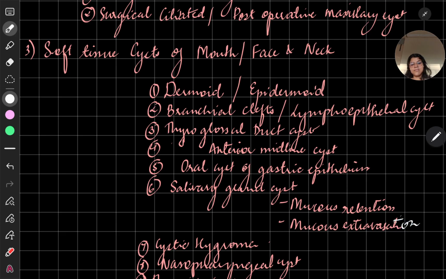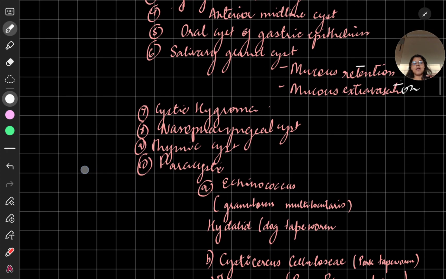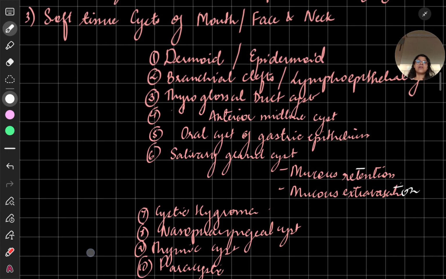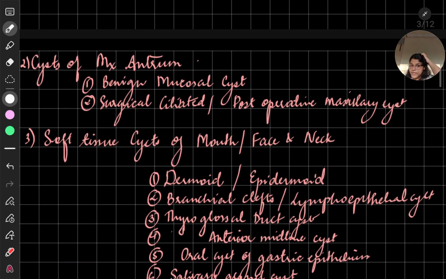Cystic hygroma, nasopharyngeal cyst, thymic cyst, or parasitic, which could be Echinococcus granulosus or multilocularis, or hydatid, which is a dog tapeworm, or it could be Cysticercus cellulosae, pork tapeworm, and trichinosis, which is rat and pig roundworm. Now, all of these we'll learn in later videos, so this you can read for now.